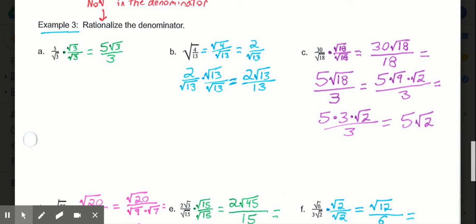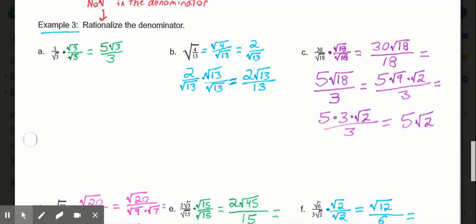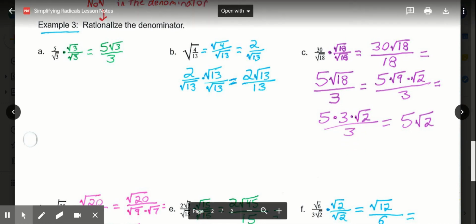The square root of 18 has the perfect square 9 in it, so we're going to split that to 5 times the square root of 9 times square root of 2. Square root of 9 is 3, so we have 5 times 3 times square root of 2 over 3. The 3's cancel out, so our final answer is just 5 square root of 2.